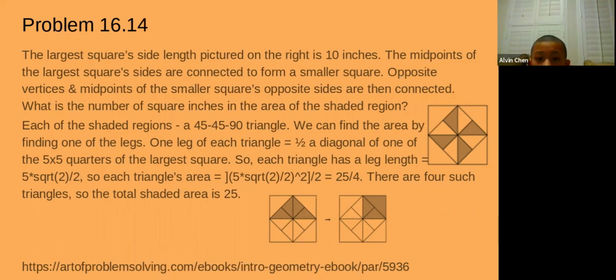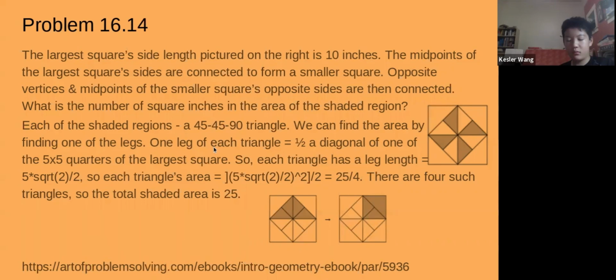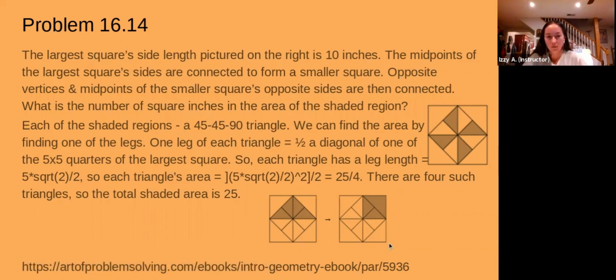So basically, the shaded region is 1/4 the area of the big square, and the big square's area is 100. So the shaded area is 100 divided by 4, which is 25. That's actually a really efficient way to think of how to get to the solution. So good job, Alvin. That was also a simpler and faster way to think about it.